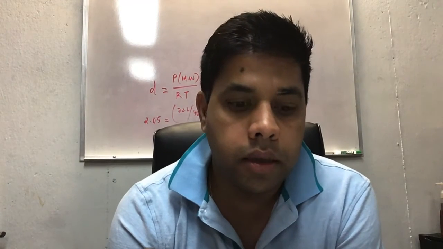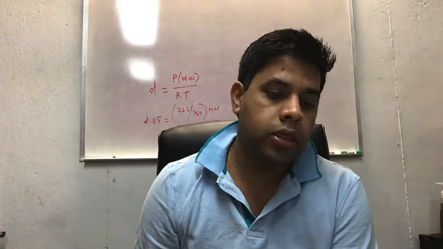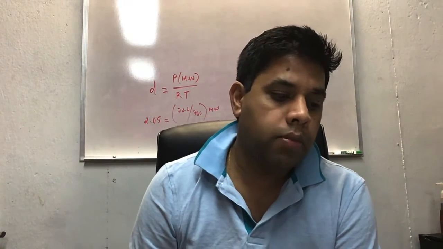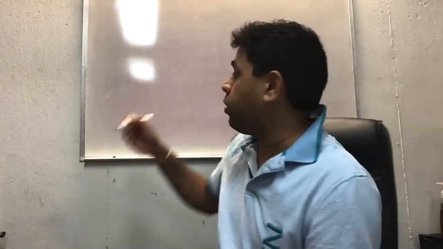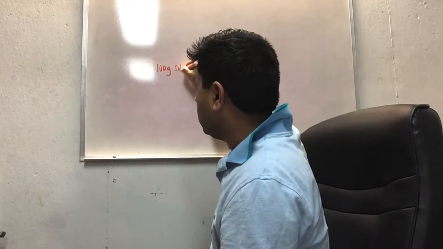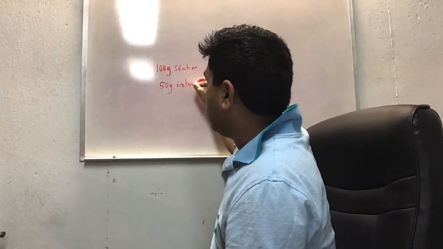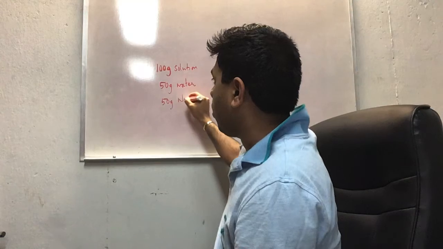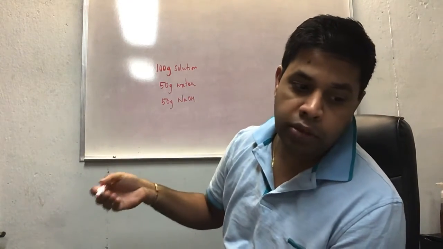Yeah. Can we go over number 20? The weight percent of sodium hydroxide dissolved in water is 50%. What is the mole fraction of sodium hydroxide? So, if I take 100 grams of solution, 50 grams is water and 50 grams is sodium hydroxide because it says 50%. What is the mole fraction of sodium hydroxide?